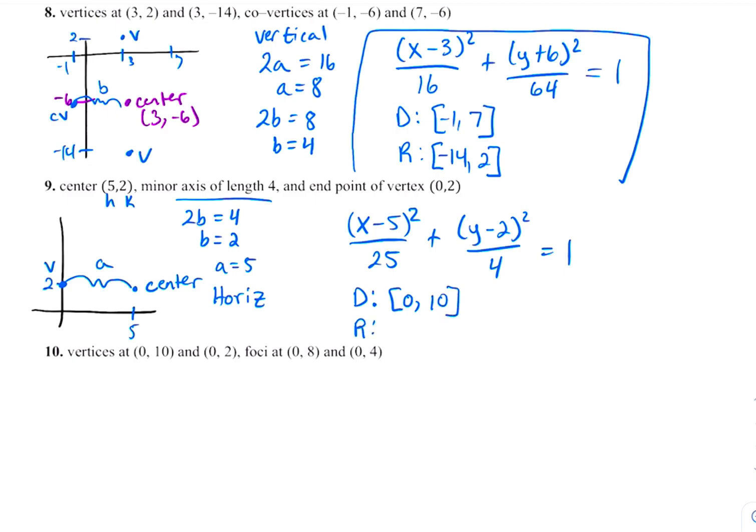And then my range is this way, so I'm going to have to use my b value. So I'm adding and subtracting 2 from the y of my center. So if I subtract, 2 minus 2 is 0, and then 2 plus 2 is 4.